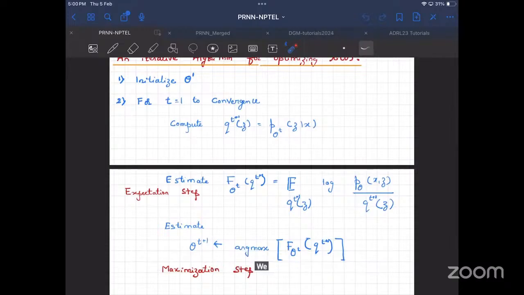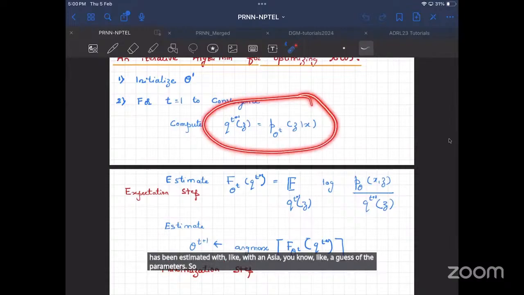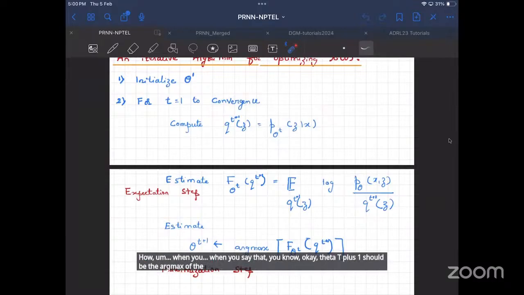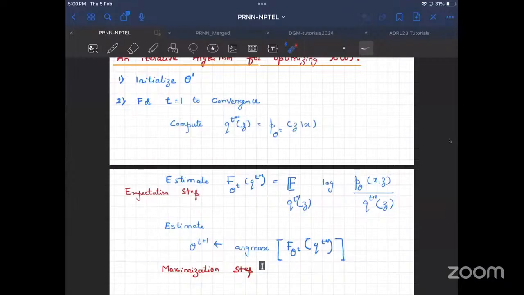We start with the initial guess of theta, I mean the parameters, right? And that's how we arrive at f theta of q. So already the f theta of q has been estimated with the initial guess of the parameters. So when you say that theta t plus 1 should be the argmax of the f of theta, I struggle to understand how, because theta is already mentioned for that problem, right?